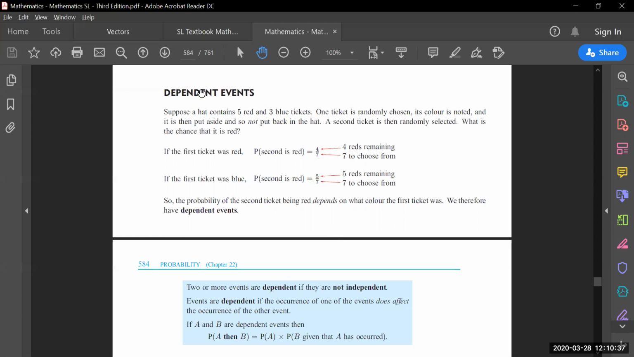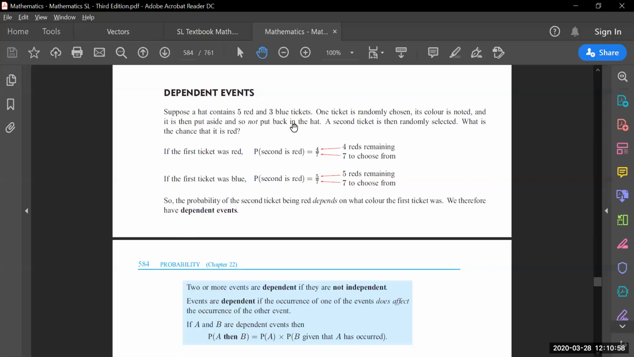If you look at this part, dependent events. Suppose a hat contains 5 red and 3 blue tickets. Okay, there's a hat, and inside there are 5 red and 3 blue. One ticket is chosen randomly. Its color is noted, and then it is put aside and not put into the hat.